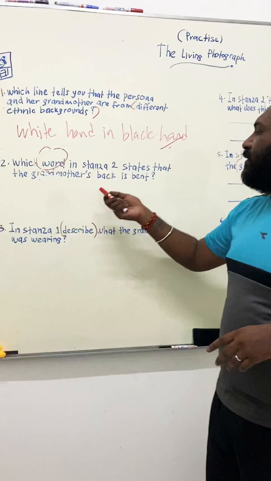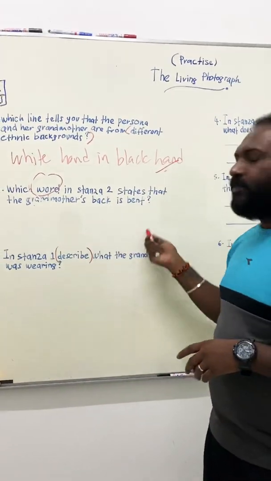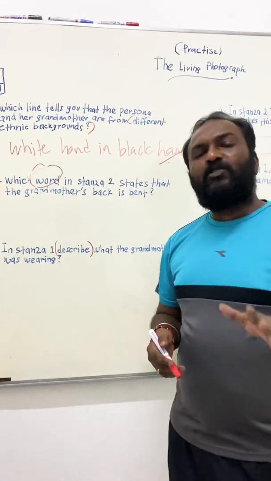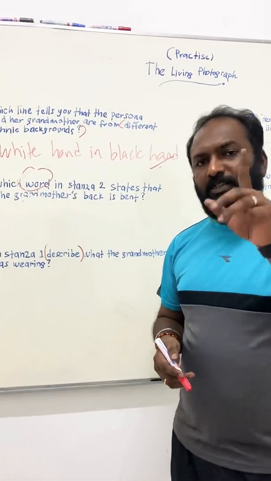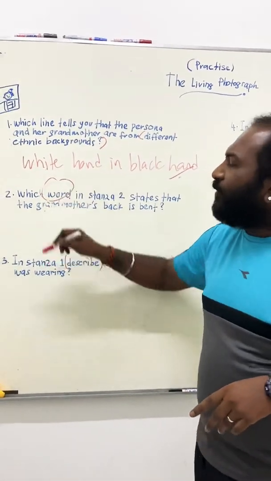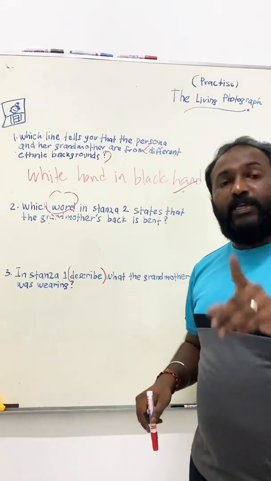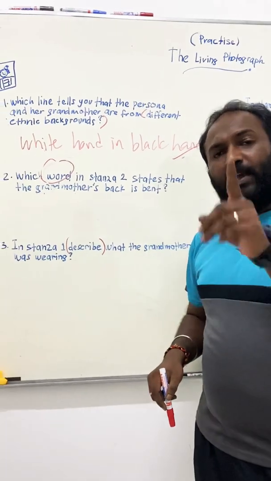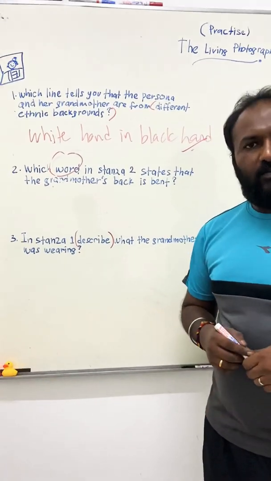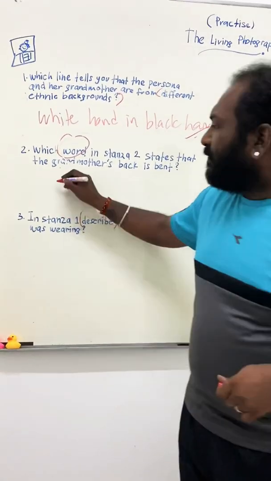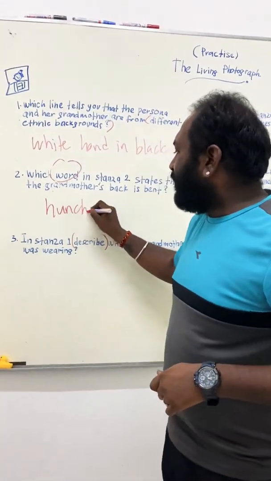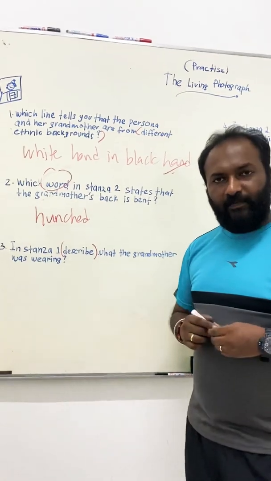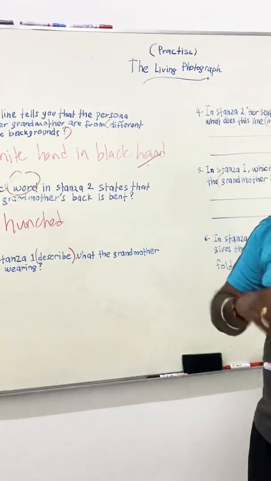Which word in stanza 2 states that the grandmother's back is bent? Actually, this is a very simple question. But why could some of the students not score marks here? Because they are forgetting the important keyword. The question says which word, as in singular. If you write anything more than one word, your answer is wrong. So the actual answer is hunch. And you can find this word in stanza number 2. Okay? Now, question number 3.